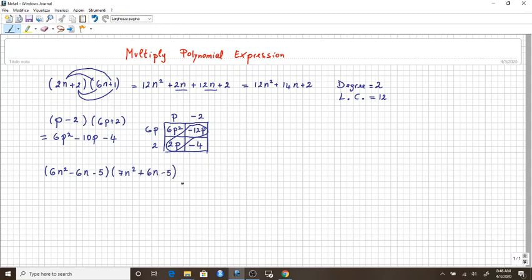Alright, so we can use the distributive property. We're going to end up with 9 terms because we're going to multiply a 3-term polynomial, so a trinomial, by another trinomial. So we're going to end up with 9 terms. But we can use the box method and make a 3 by 3 box.